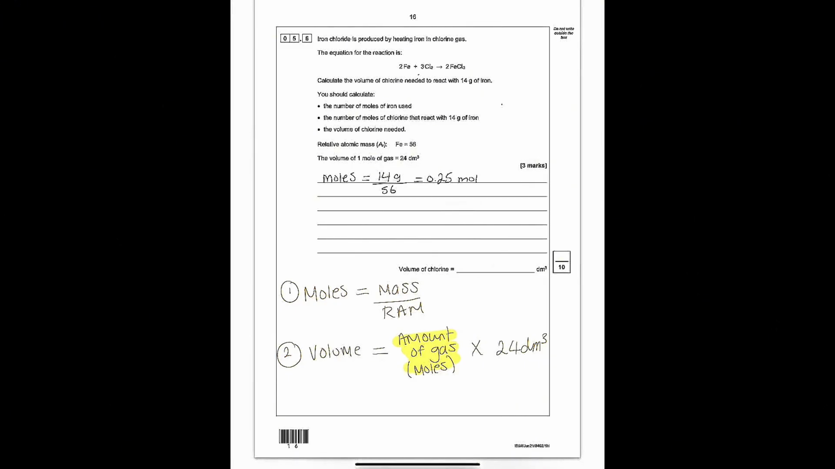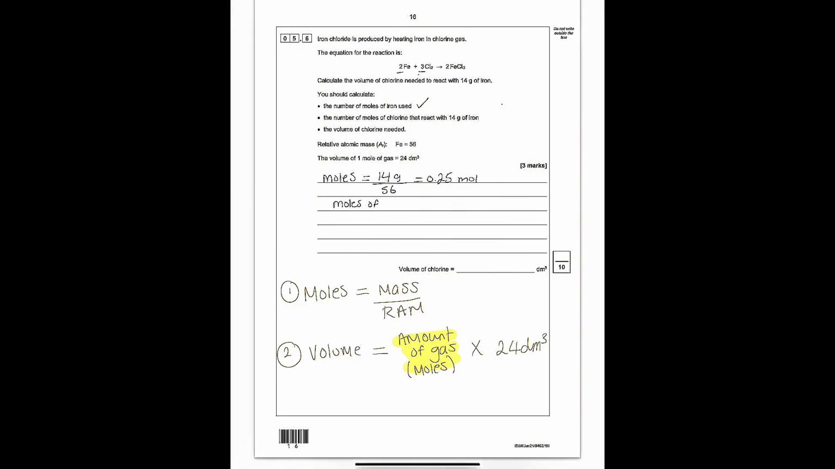So what I'm going to do, I'm just going to tick this part over here because we've already done it, and I would advise you to do that in your exam as well. Now we need to work out the number of moles of chlorine that react with 14 grams of iron. So all we have to do over here is we can see that we have a 3 over here and a 2 over there. So what we're going to do is when we're working out the number of moles of chlorine, let me show you.